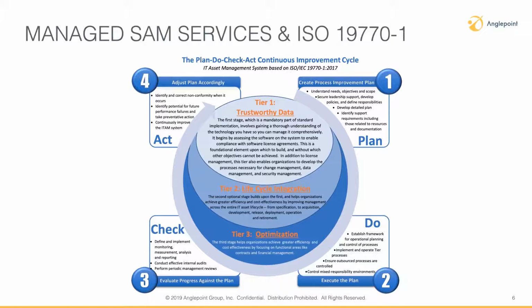There are 15 process areas that the standard talks about, and they're grouped into 3 tiers by recommended order of implementation: trustworthy data, lifecycle integration, and optimization.